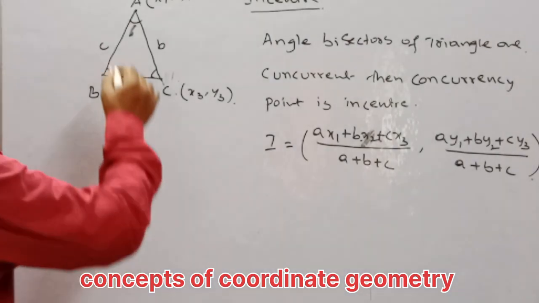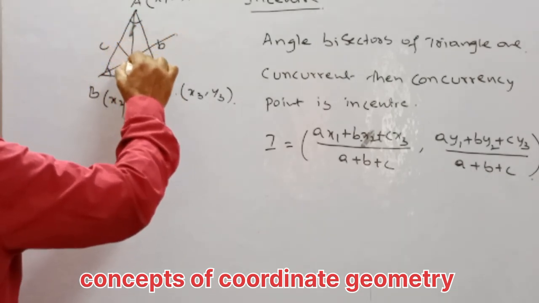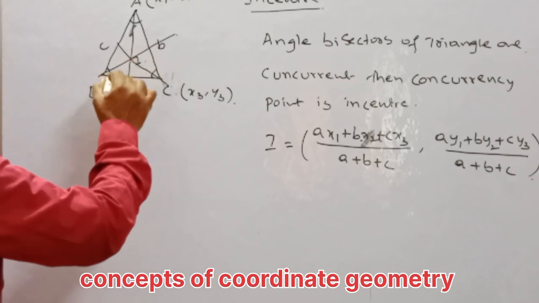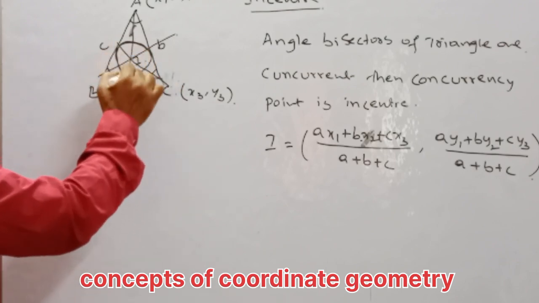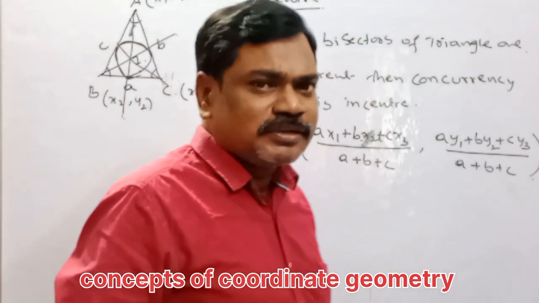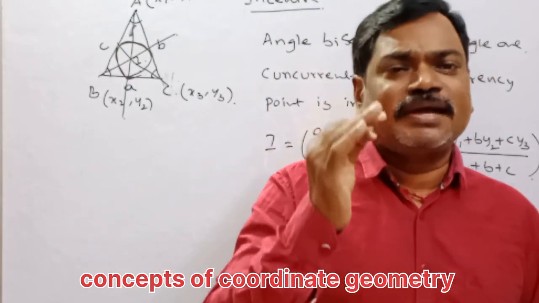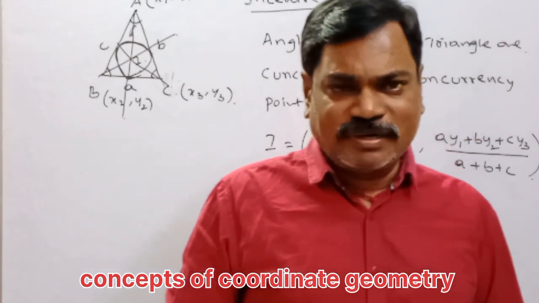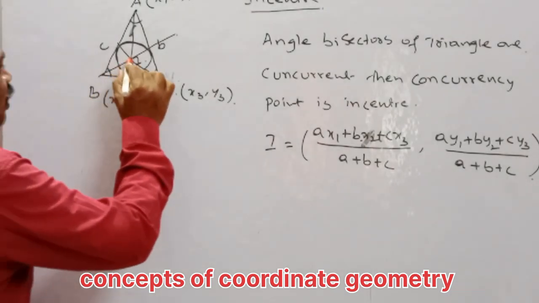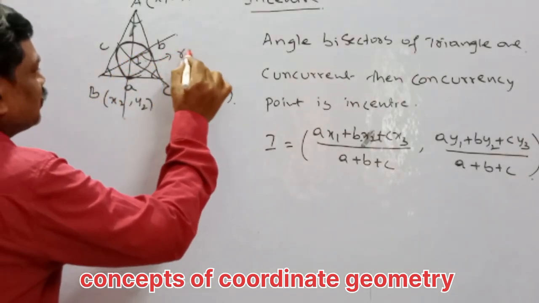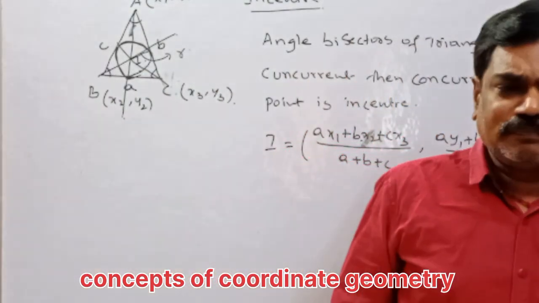How to find it? This is an angle bisector, and this is one more angle bisector, and this is another angle bisector. This is the incenter of the triangle. This is the incircle. With the incenter, we draw the incircle of the triangle. This is the main advantage in coordinate geometry. So this is the incenter, and this is the radius of the incircle, small r.